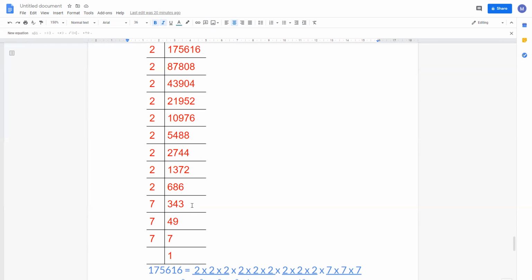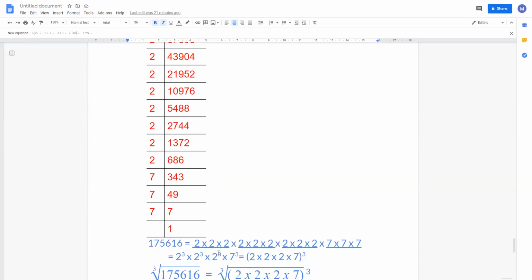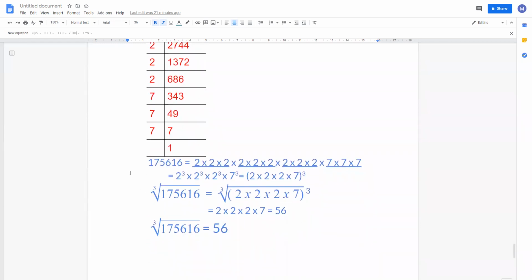Now 343 is not divisible by 2. It is not divisible by 3. Next prime number, it is not divisible by 5. Then it is divisible by 7. If you divide 343 by 7, you will get 49. 49 divided by 7 is 7. 7 divided by 7 is 1. Now we have got the prime factors of the given number equal to 9 times 2 and 3 times 7.